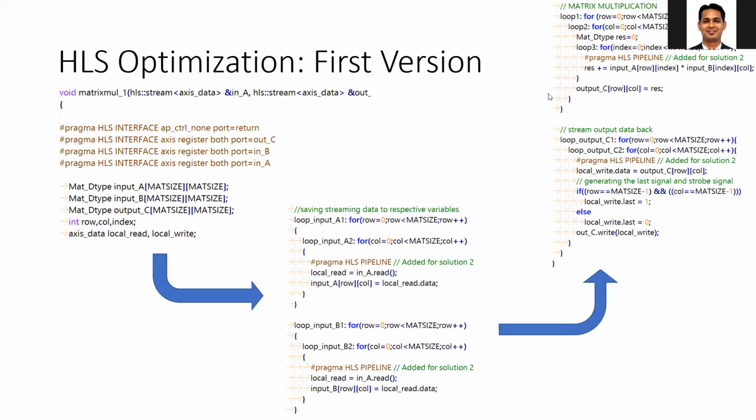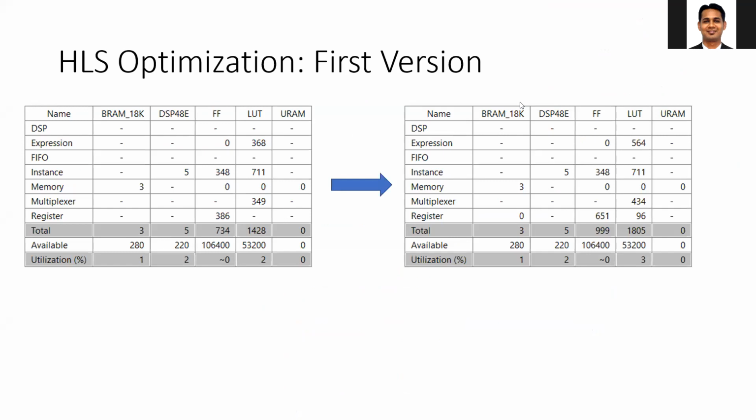Okay, so we have implemented this code. If you look at the resource utilization numbers, if I focus on the DSP, you can see that it is still 5. So no parallelism of the operation. Block RAM is still the same. You can see that there is a slight increase in the flip-flops because we are using pipelining, so you need internal registers to store the intermediate data. There is also a slight increase in the utilization of lookup tables because of the additional logic.